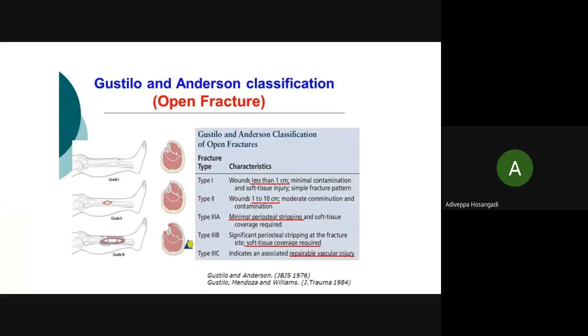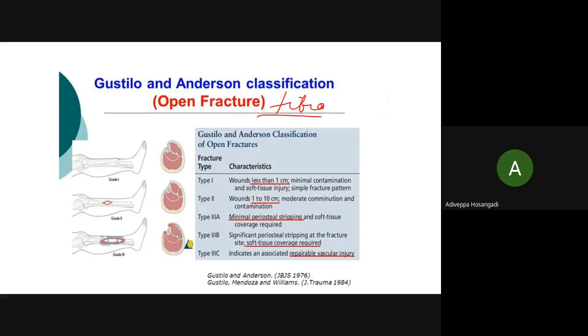So Gustilo-Anderson classification is meant basically for open fractures. It was described for open fracture tibia. Please remember, it was described for open fracture tibia. Even now it holds good, for the only reason that the entire tibia is subcutaneous. Any simple fracture there becomes open. So that's why it was described for open fracture tibia.